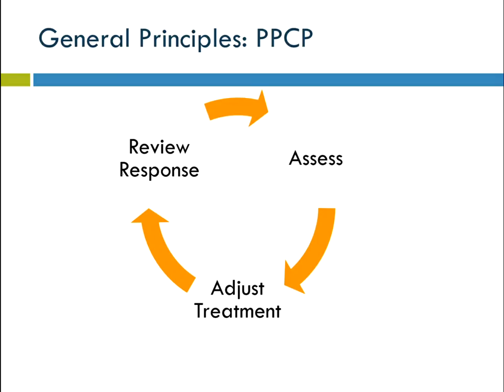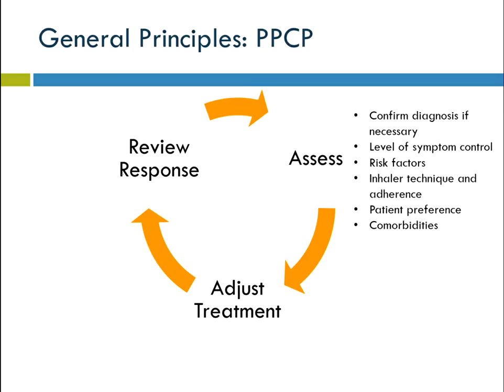So general principles, reviewing the response. Assess the patient. So confirm if they really have a diagnosis, determine their symptom level, symptom control, risk factors, inhaler technique, adherence, patient preference, and comorbidities. So this kind of sounds like everything we've already talked about before. What section of the note does it go in? Sorry. Assessment. There we go.